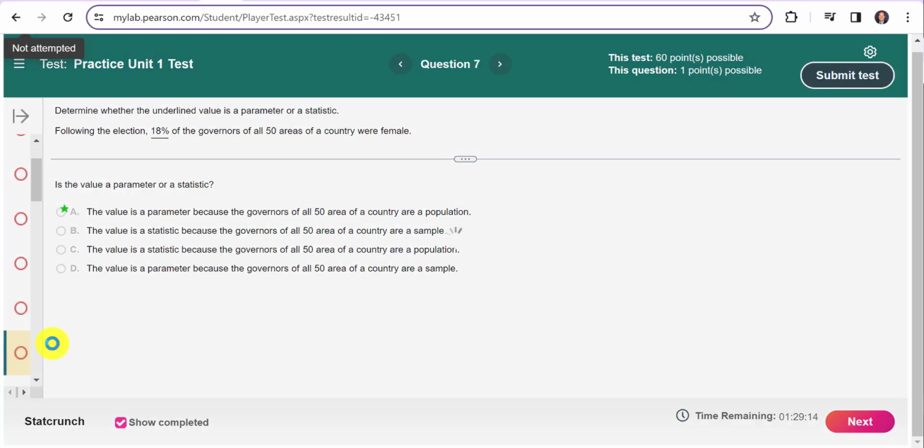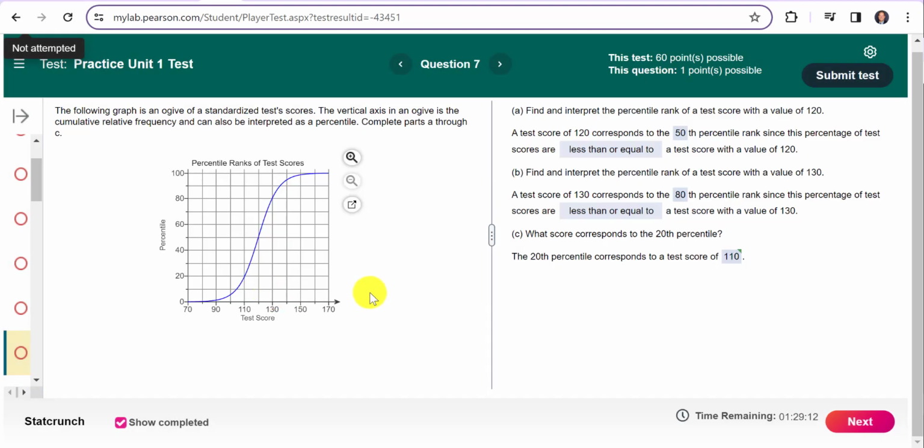All right, let's go to the next one. The following is an ogive of standardized test scores. The vertical axis in an ogive is the cumulative relative frequency, and it can also be interpreted as a percentile. If you look at it, it's almost like a normal distribution. There's a 70 at the 0th percentile, nobody, that's the lowest score, and then only a few percent got 90s.